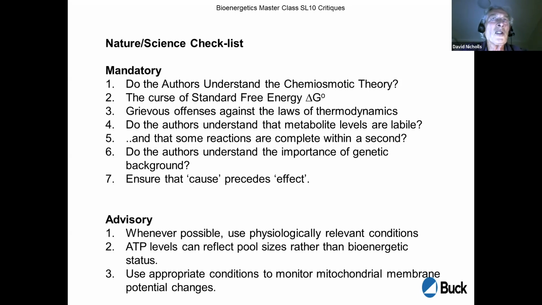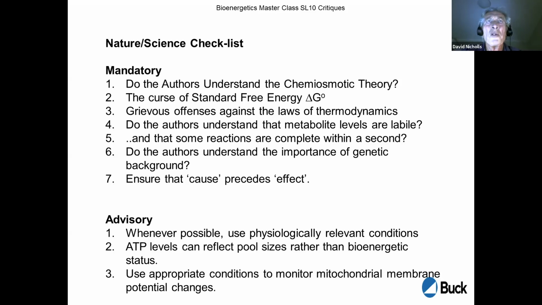So this is the checklist that all of us must do when we come across a paper, particularly a high-profile paper in Nature or Science written by a molecular biologist or maybe a cell biologist with an integral core which depends on mitochondrial function. And we have to assume that a paper is guilty until proved innocent. It's the opposite of natural justice. So these are the sort of questions we ask.